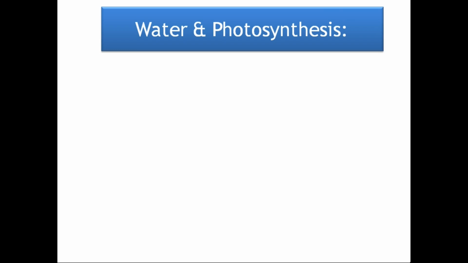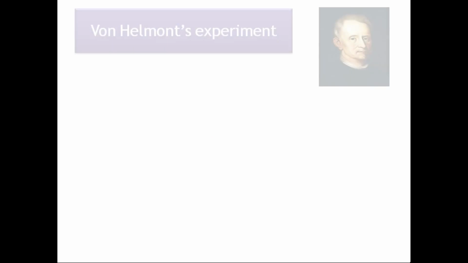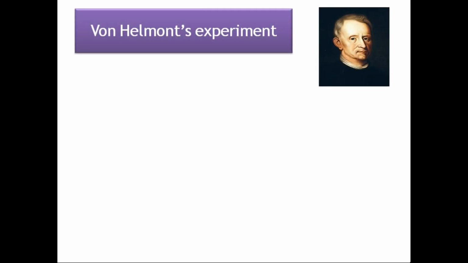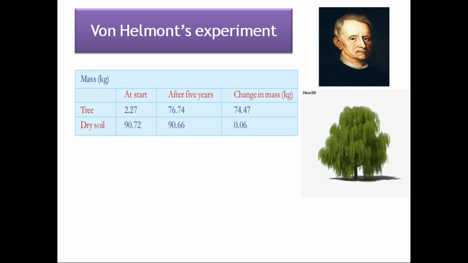How did we realize water is needed for photosynthesis? Let us see an experiment to understand the relationship between water and plant growth. In the year 1648, a scientist called von Helmont conducted an experiment. He took a small willow tree and planted it in a large pot of soil. Before planting, he measured the mass of dry soil and mass of tree. The mass of the dry soil is 90.72 kgs and the mass of the tree is 2.27 kgs.